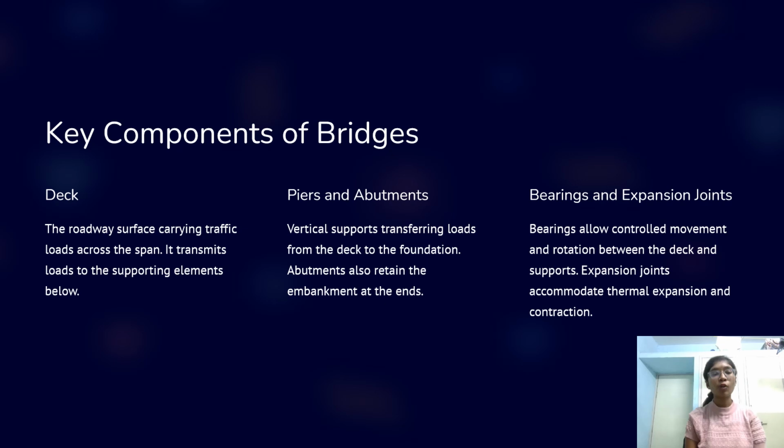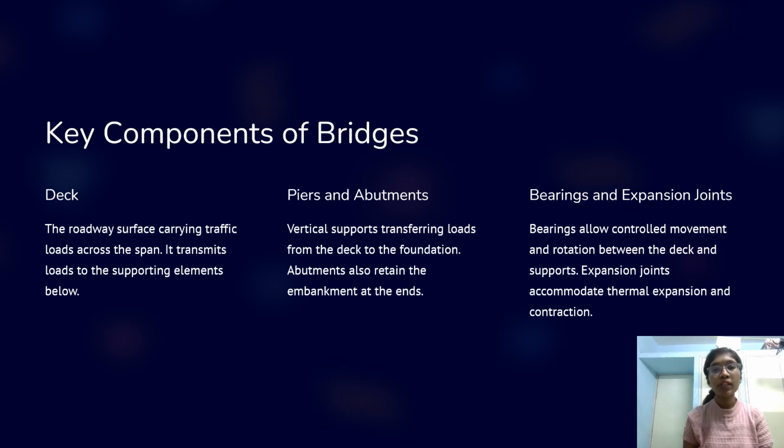Key components of bridges: deck, piers and abutments, bearings and expansion joints. First, the deck is the roadway surface carrying traffic loads across the span. It transmits loads to the supporting elements below.